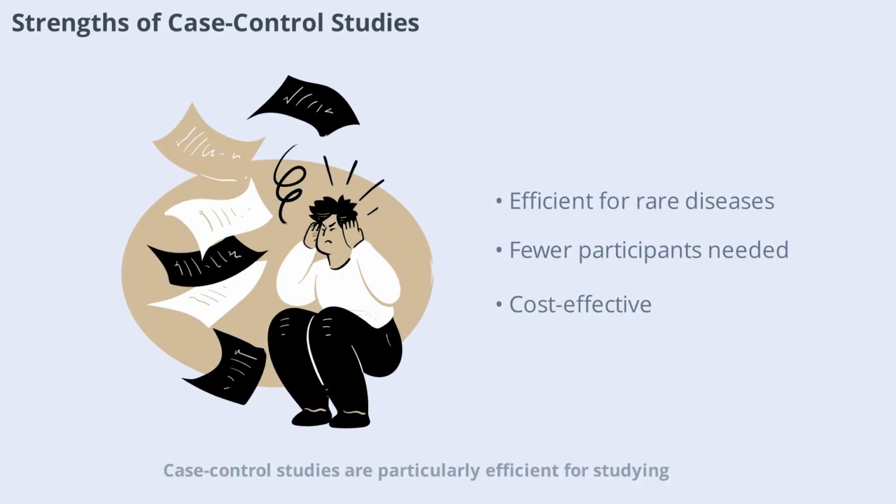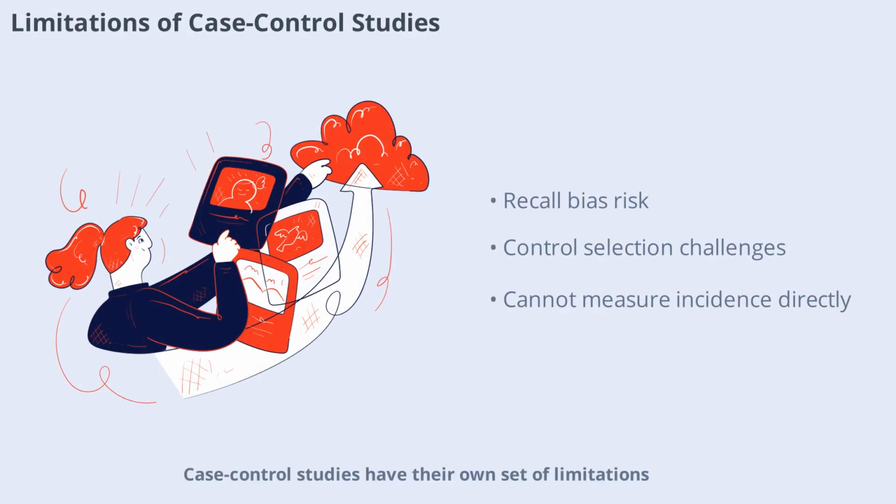Case control studies are particularly efficient for studying rare diseases or outcomes with long latency periods. They require fewer participants and resources than cohort studies, making them more feasible for certain research questions. By focusing on cases and controls, researchers can quickly gather data and analyze associations, even when the outcome is uncommon in the general population.